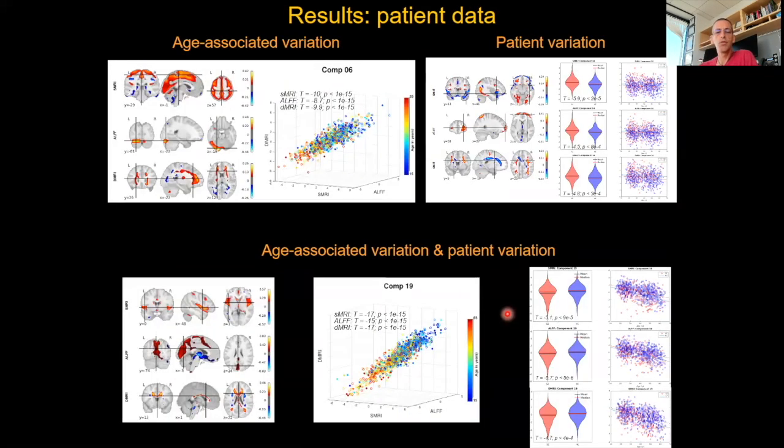In the patient data set, if we just look at the bottom here, one of the components was identified showing both age-associated and patient variation in a consistent manner across all modalities. We identified these patterns that were previously identified in unimodal analysis. For example, this bilateral insula, temporal and medial frontal region in schizophrenia patients. Here you can see the age relationship and the patient relationship. All patients are showing on average reduced loading on all 3 modalities.